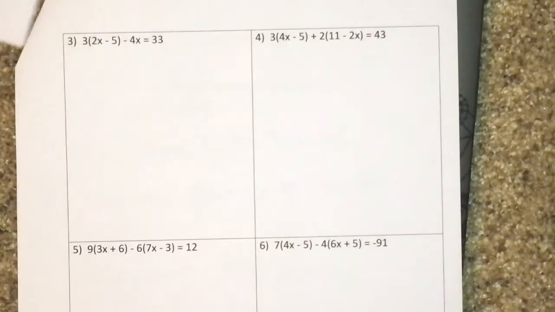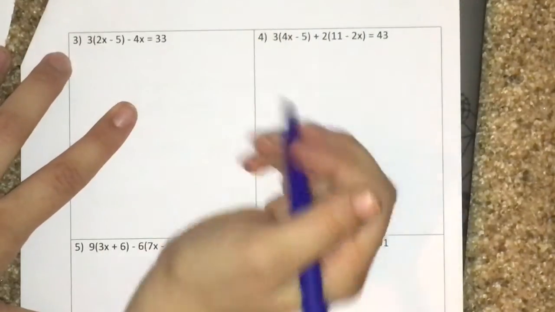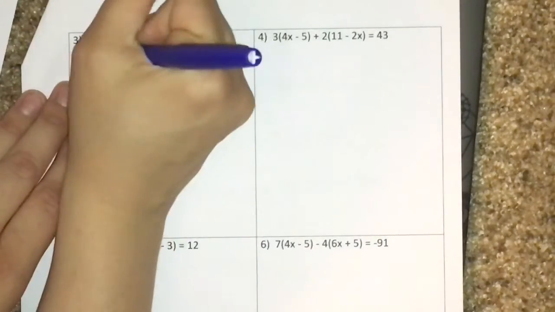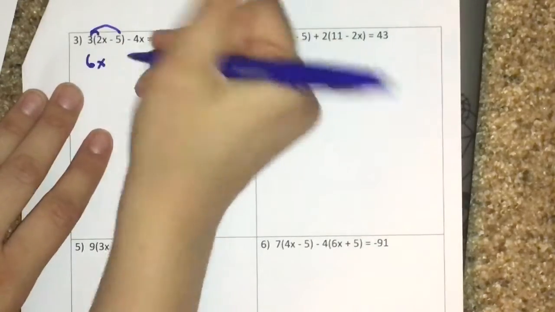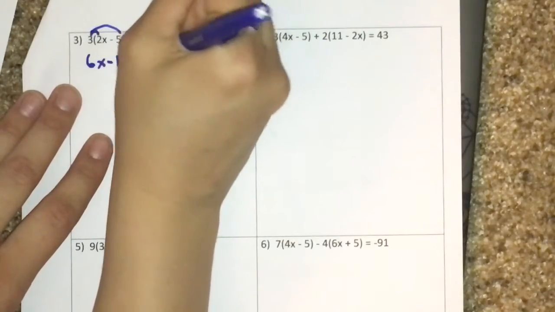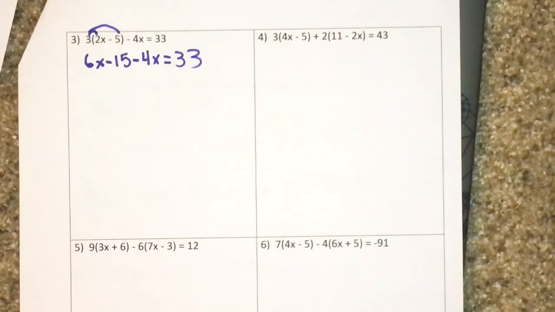Let's start with example 3. Step 1 of solving multi-step equations is to first distribute. That's what we're going to do. If I see parentheses, I know I'm going to distribute. What is 3 times 2x? Well, that's 6x. What is 3 times negative 5? Negative 15. And then my negative 4x comes along, equals 33 comes along. Step 1, which is distributing, is now done.